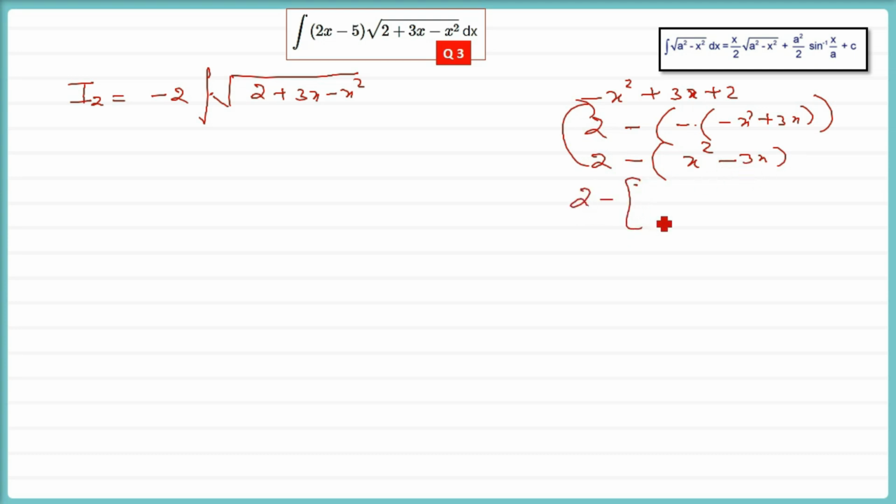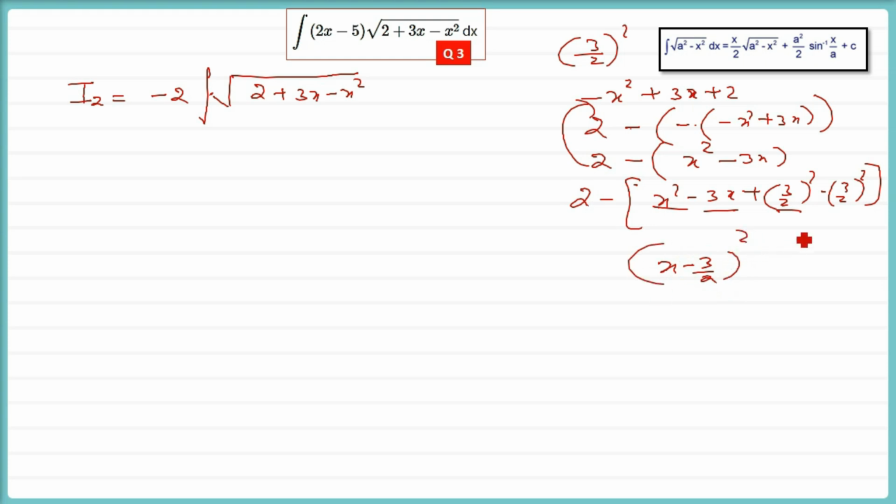2, let it be like this. This is x square minus 3x. Now you know that 3 can be divided by 2, square it, add it, subtract. So plus 3 by 2 whole square minus 3 by 2 whole square. We have to make it as a perfect square. So a square plus b square minus 2ab is x minus 3 by 2 whole square, which is a minus b whole square. And this 3 by 2 whole square will remain like that.